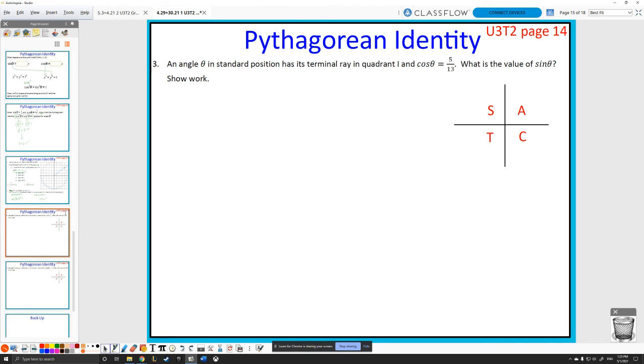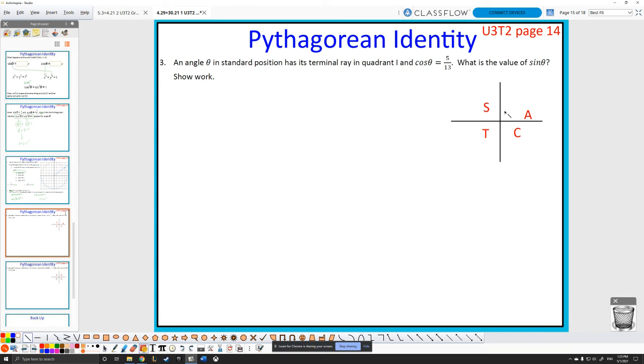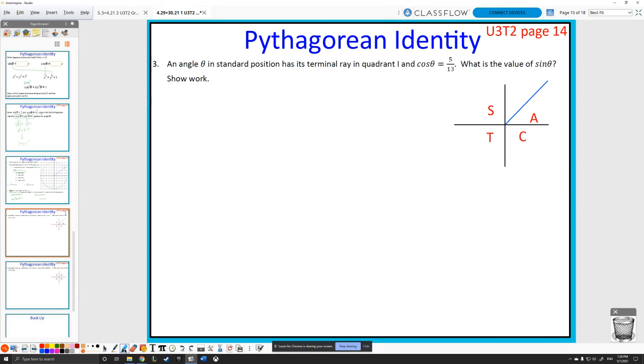All right, so now you don't have this in your packets, but that's okay. I'm going to explain this in just a second. Now, they do tell me that I am in quadrant 1. So all I'm going to do is draw a quick sketch of a graph or an axis, and just draw a line out from your quadrant 1, right? It's somewhere there. We don't know where it is, but that's where it's just a sketch. Okay, and cosine is equal to 5 over 13.